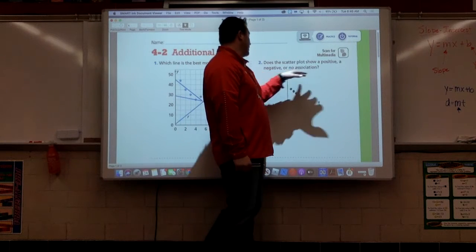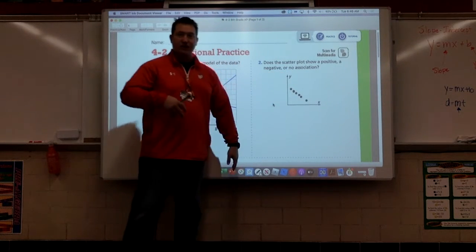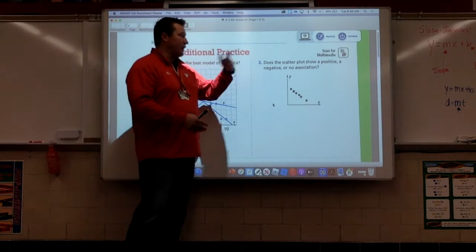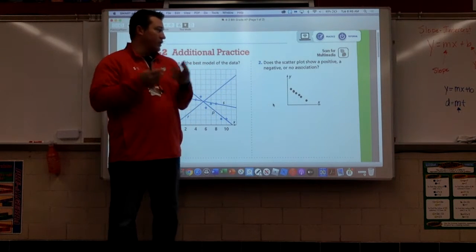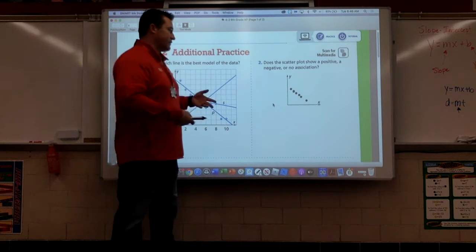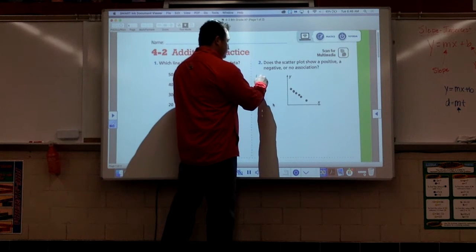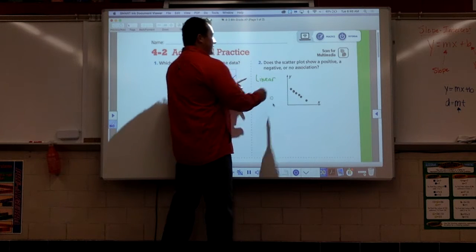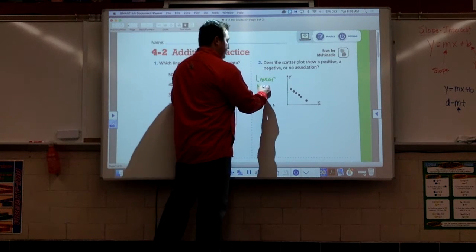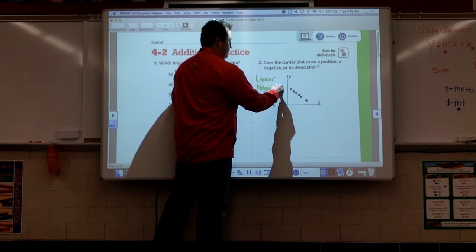Does the scatter plot show a positive, negative, or no association? Like I talked about in the key concepts, name this with everything. They're only asking for one thing here, but let's get in the habit of naming it every single way we can. So this is definitely linear. What else is it? It's definitely negative.